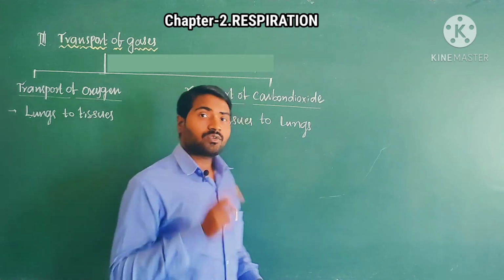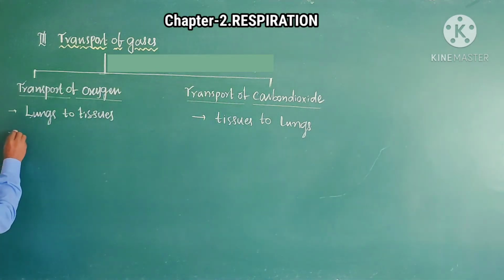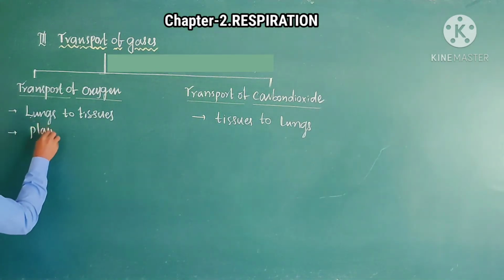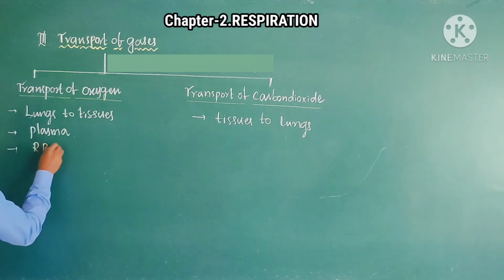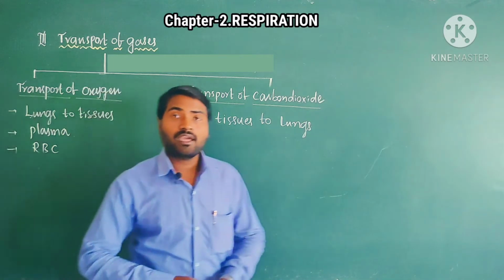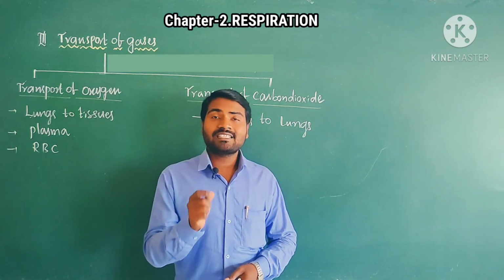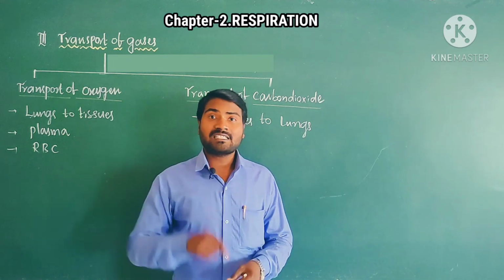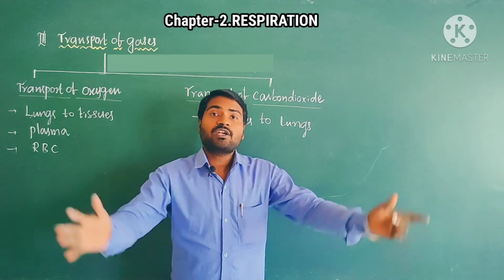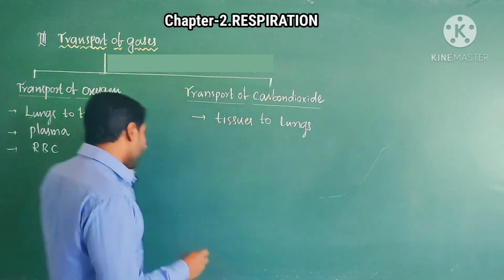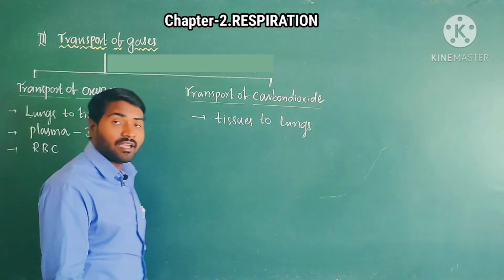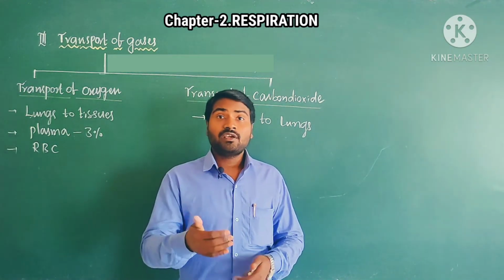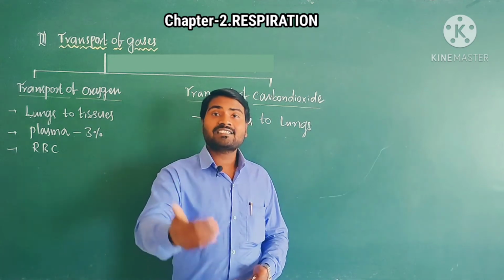Here we have to remember two things: our blood plasma transports, and red blood cells also carry this oxygen. A very small amount of oxygen gets dissolved in the plasma and is transported to all the tissues. The percentage is very less, 3%. Through RBC, a huge amount of oxygen is transported.